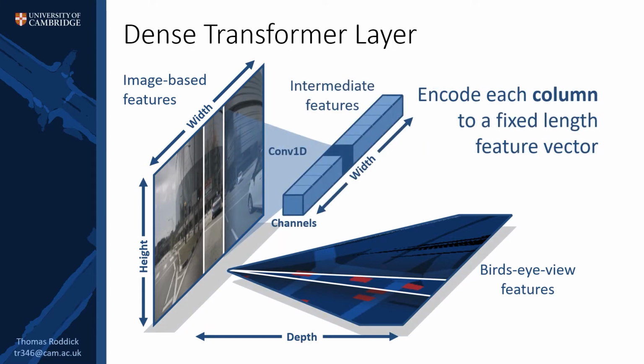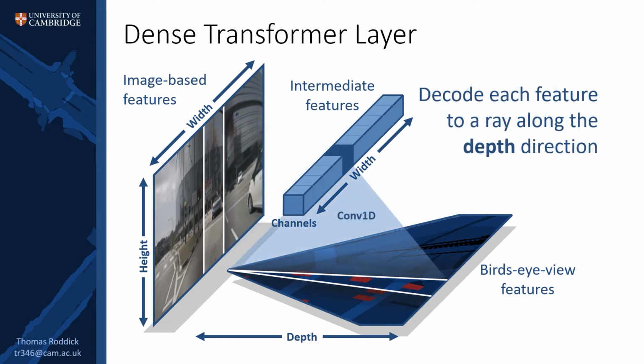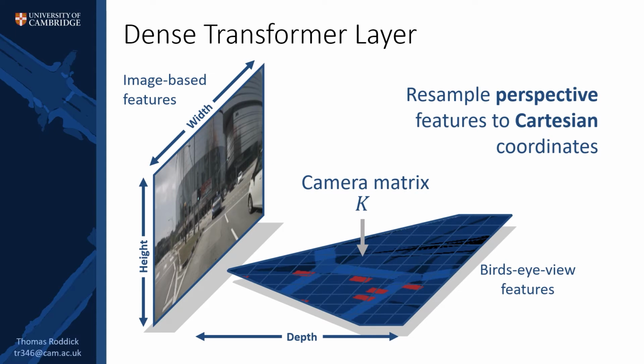The dense transformer uses a single convolution layer to encode each column of the image-based features to a single feature vector. A second convolution layer then expands this feature along the depth axis. Finally, since the expanded features are still in the perspective image space, we use the camera calibration matrix to resample it into the orthographic bird's-eye view coordinate system.